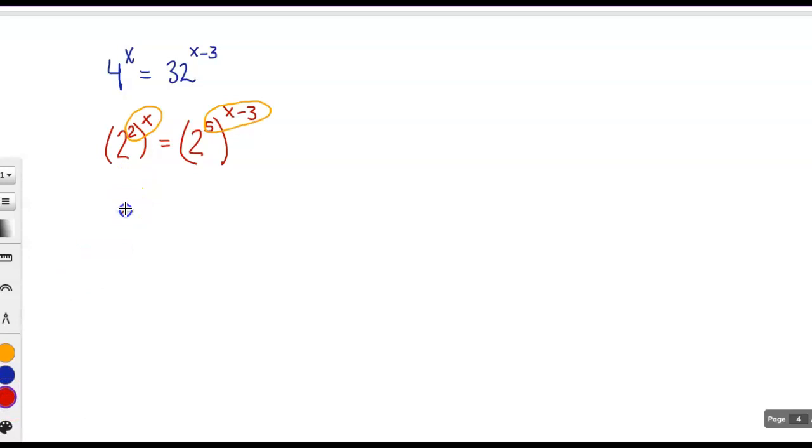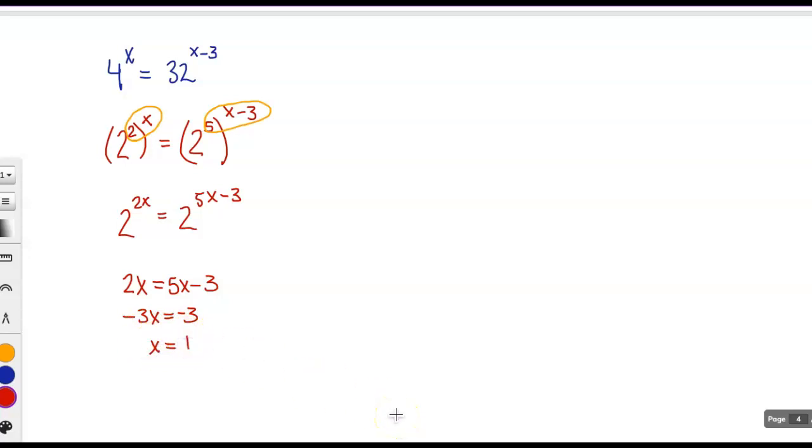So this one would be 2 to the 2x, and on this side we would get 2 to the, and then don't forget to distribute, 5x minus 3. And now since you have the same base on both sides, you can just drop the bases. So you get 2x equals 5x minus 3. If you subtract 5x from both sides, you get negative 3x equals negative 3. And if you divide both sides by negative 3, you get x equals 1.